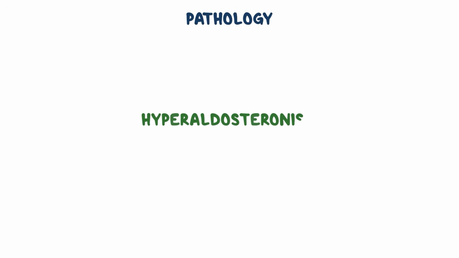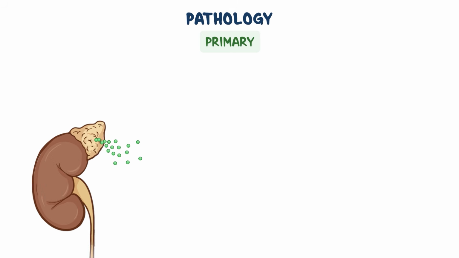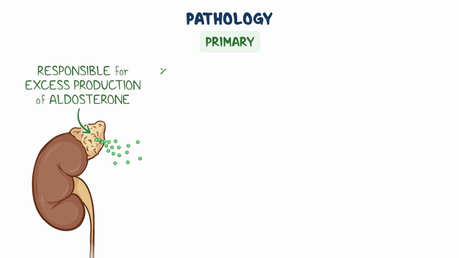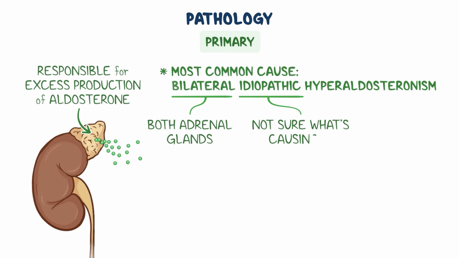Now, based on the underlying pathology, hyperaldosteronism can be further subdivided into primary and secondary types. Primary hyperaldosteronism means that the adrenal glands are responsible for the excess production of aldosterone. The most common cause of primary hyperaldosteronism is bilateral idiopathic hyperaldosteronism. Bilateral means it affects both adrenal glands, and idiopathic means we're not sure what's causing it.